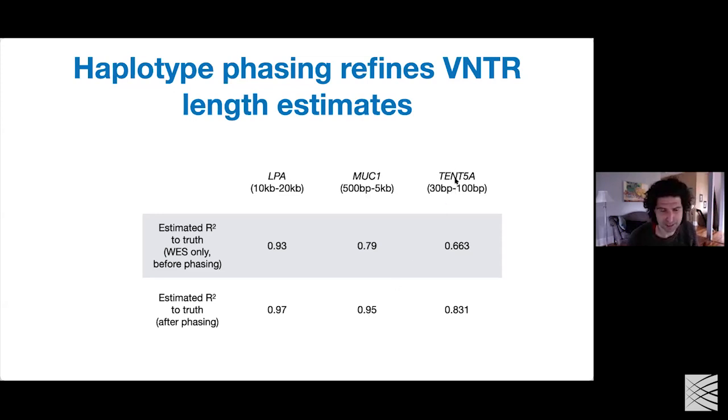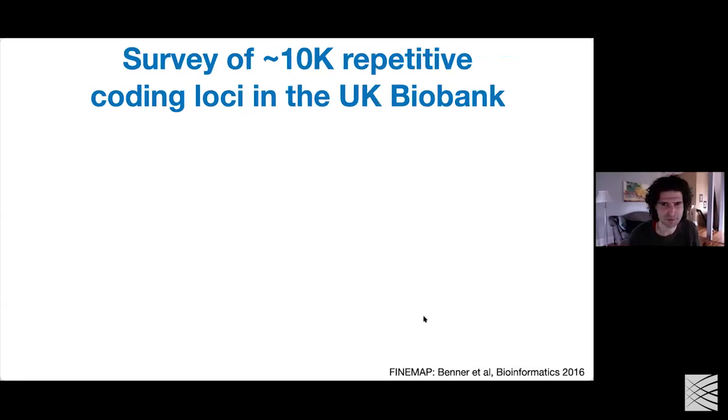And at this very short VNTR at TENT5A, we started with an estimated R squared to the truth of 0.66 and jumped to 0.83 after phasing and incorporating haplotype sharing. So this really does give a boost, at least in certain loci, to your ability to estimate VNTR lengths. Okay, so that's what I wanted to say about the methods. I'll now tell you a bit about our survey. We applied these methods to survey approximately 10,000 repetitive coding loci in the UK Biobank, identified by the software Tandem Repeats Finder.